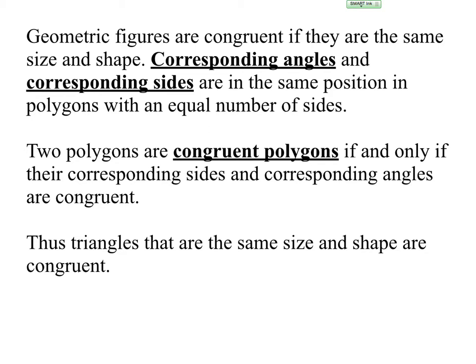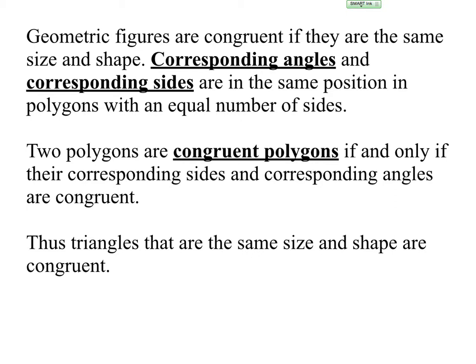Okay, so some of the definitions at the top there. It says geometric figures are congruent if they are the same size and shape. So congruent figures are basically identical. They might be flipped or turned a different way, but they're the same size, same shape. When you have them matching up, you have corresponding angles and corresponding sides. So those are basically the angles that match up and the sides that match up.